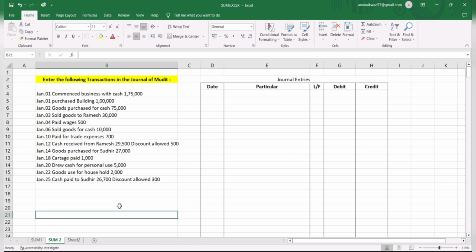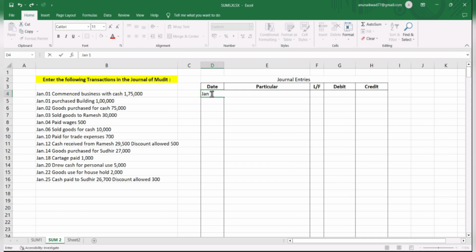Jan 12 cash received from Ramesh 29,500, discount allowed 500. Jan 14 goods purchased to Sudhir 27,000. Jan 18 cartage paid 1,000. Jan 20 drew cash for personal use 5,000. Jan 22 goods used for household 2,000. Jan 25 cash paid to Sudhir 26,700, discount allowed 300. Let's quickly start recording our transactions in the books of journal entries in the books of Mudit.